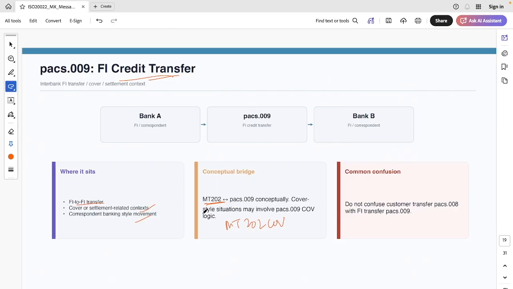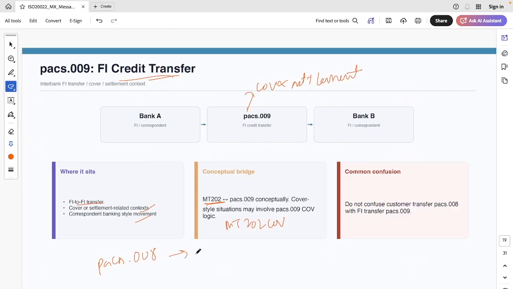In correspondent banking, PACS.009 can be used where the movement is between the financial institutions. PACS.009 may support cover or settlement flows connected to the customer payment path. This is why BAs must ask whether a message represents a customer payment leg, the cover leg, the settlement leg, or an internal financial institution movement. A simple way to remember it is, let me just write it.